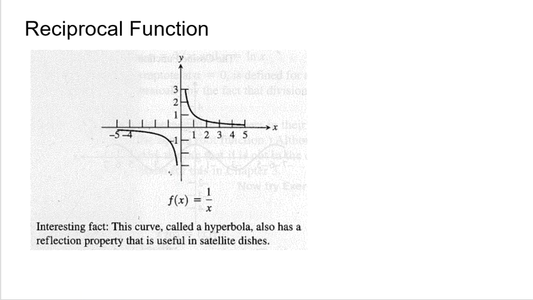Here's a reciprocal function. A reciprocal function is 1 divided by x, which creates a rational function. All rational functions are built on this basic parent function. This cool, interesting fact is that it's called a hyperbola. Maybe you've heard that before or not. But hyperbolas are also very useful mathematical functions that are used in satellite dishes. Even satellites that are sent up in outer space do a lot with hyperbolas, which are reciprocal functions as well. So they're pretty cool, simple functions as well.